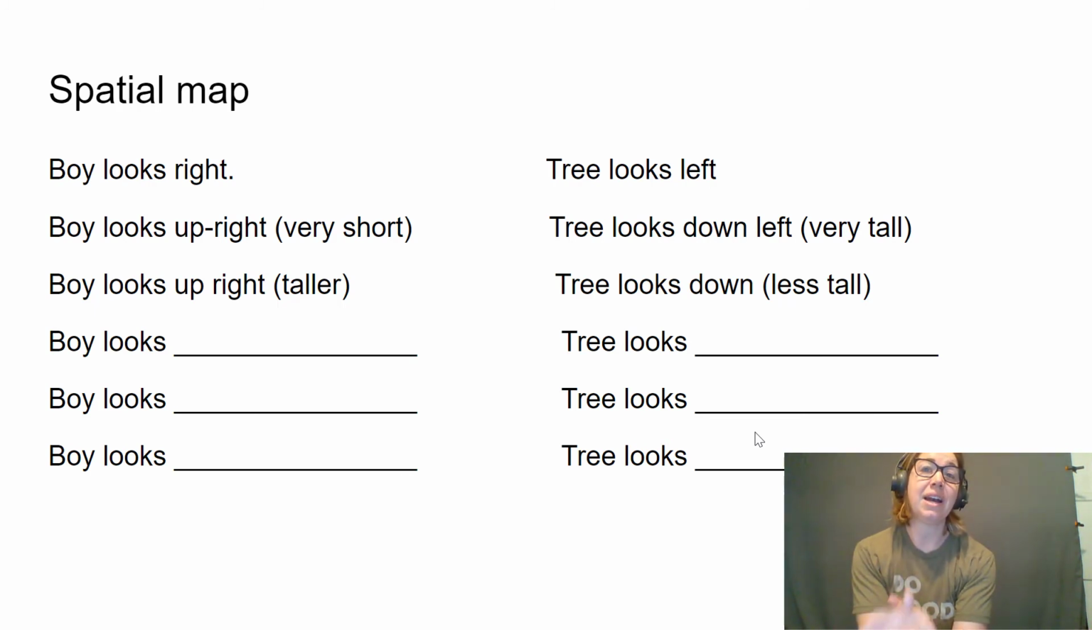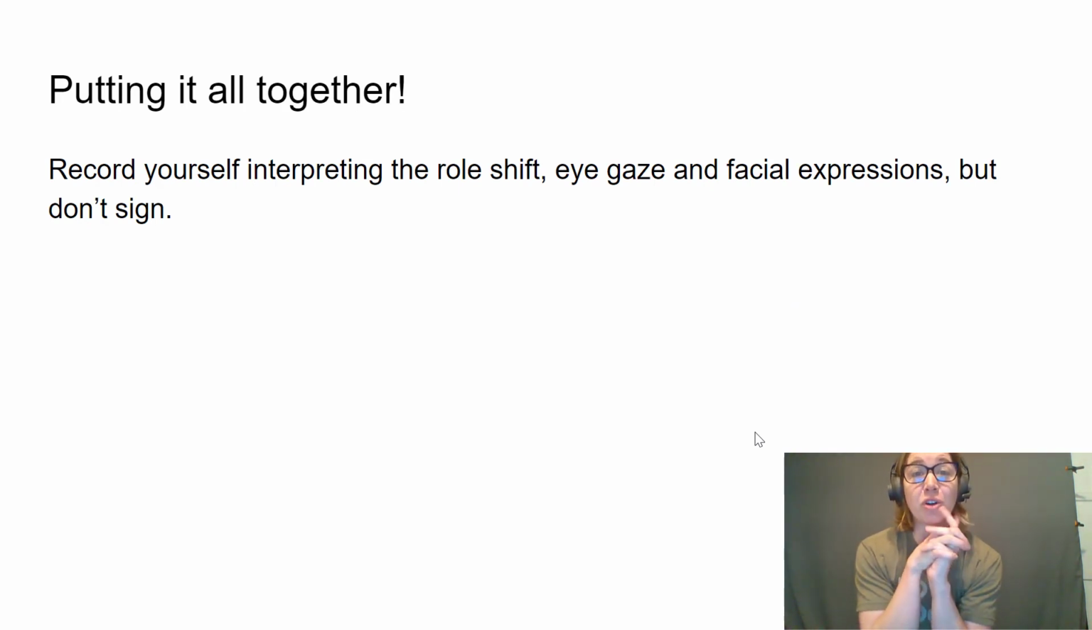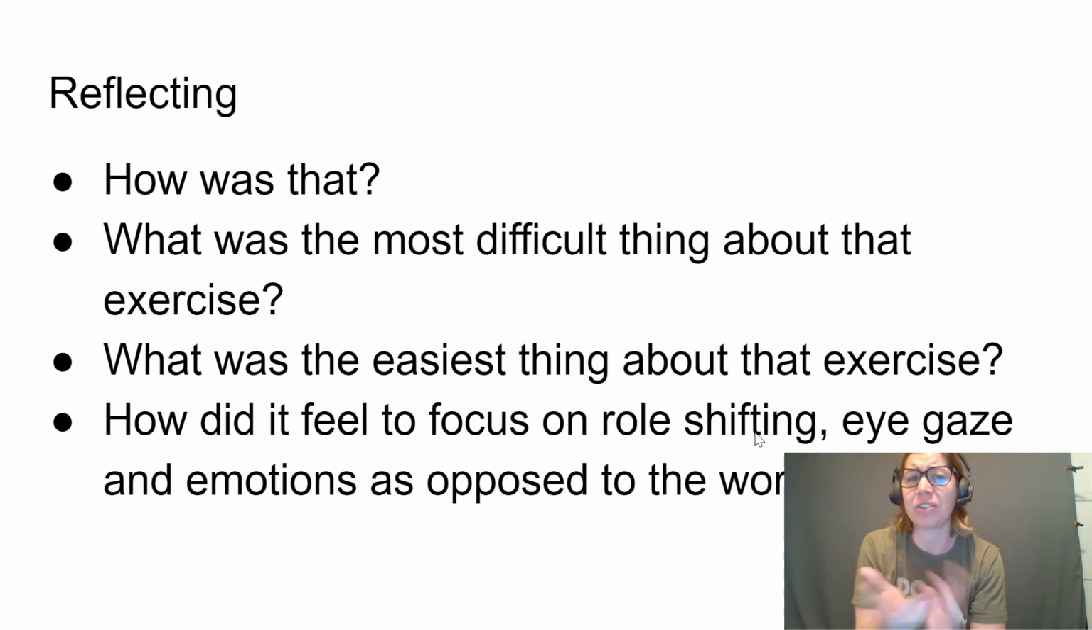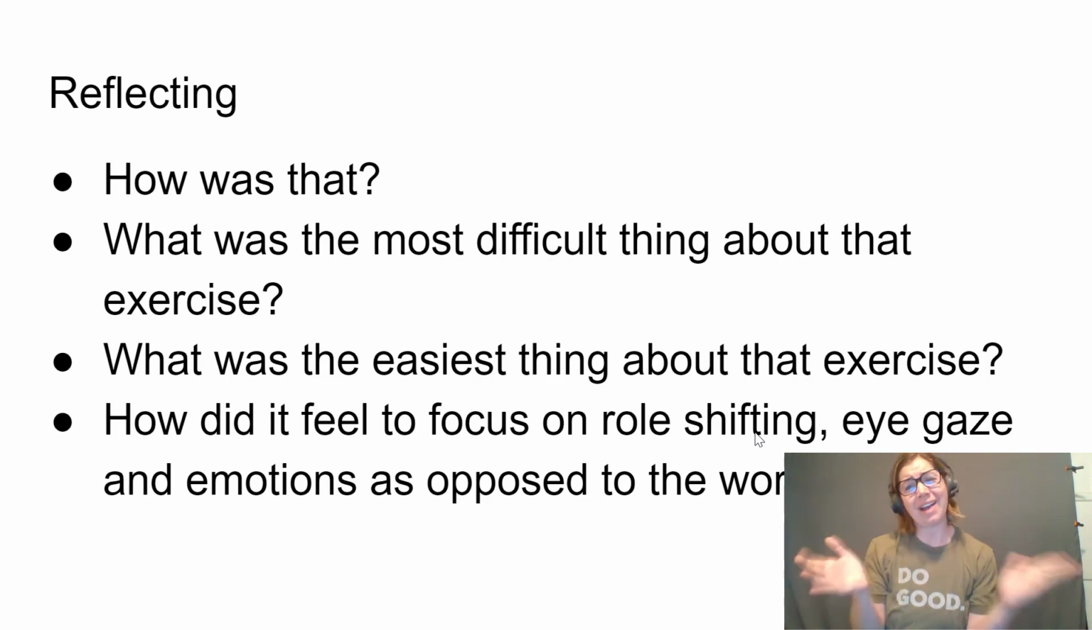Please feel free. I'm not very good with pictures, so English makes sense to me, but please feel free to make this map your own. And then put it all together. Record yourself interpreting just the role shifts, the eye gaze, and the facial expression, but don't sign. And at the end, reflect on it. How was that? What was the most difficult thing about this exercise? What was the easiest thing about this exercise? How did it feel to focus on role shifting, eye gaze, and emotion as opposed to the words?